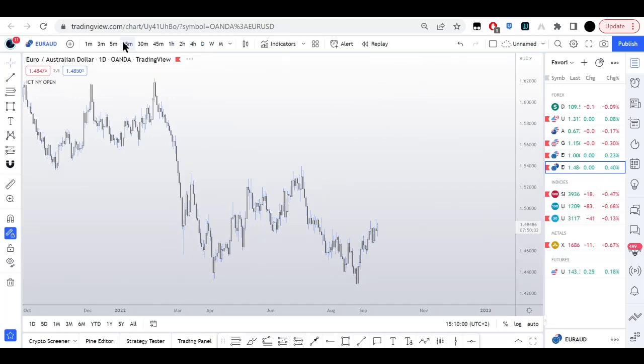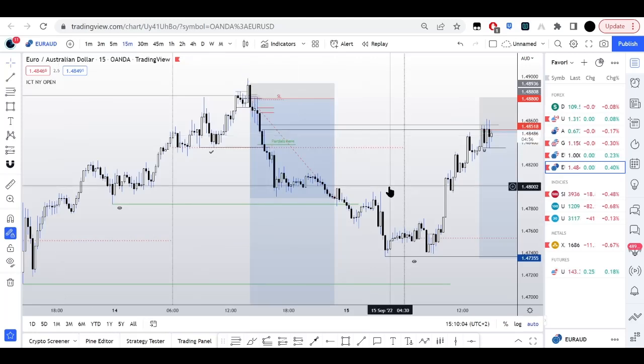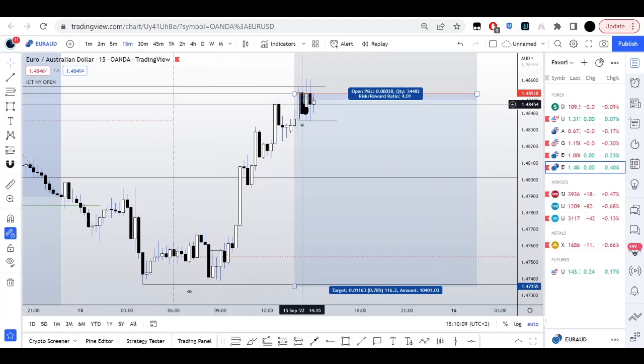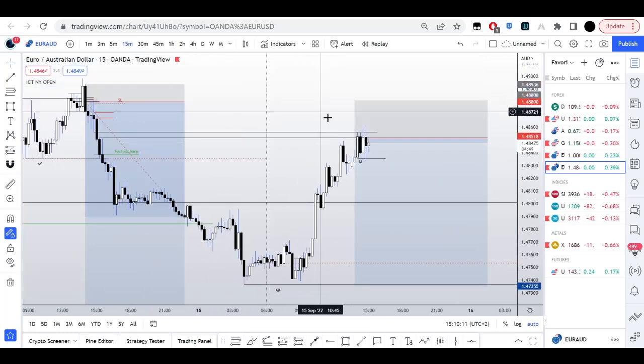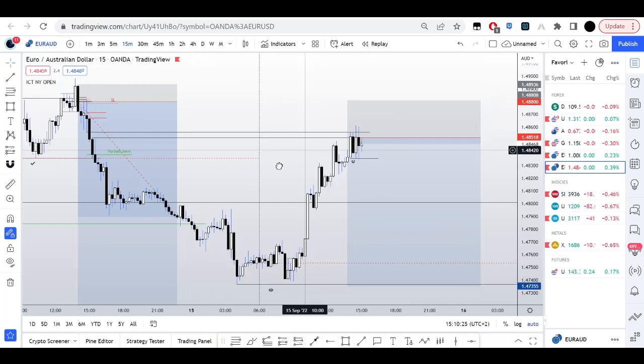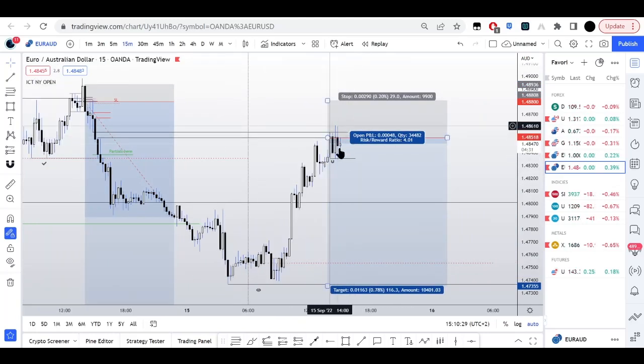EURAUD is still playing inside of that fair value gap. We're kind of stalling a little bit, accumulating. There could be a manipulation, and then we could still close below this fair value gap, so I'm giving it room for that to happen, right? No fear, no greed, just asking myself, what is price showing me? What's logical?